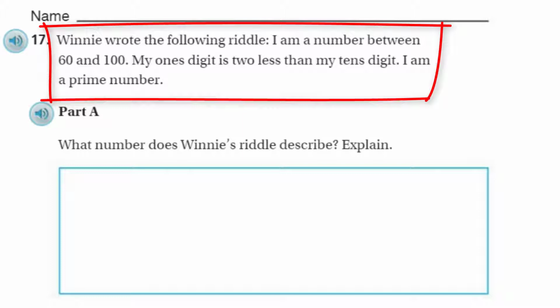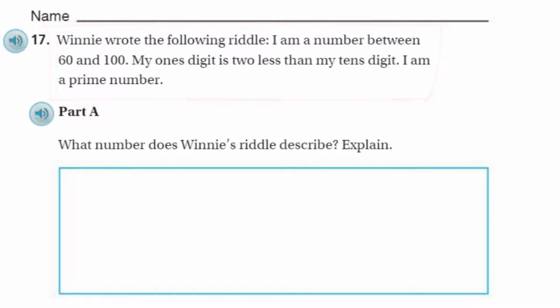I am a number between 60 and 100. My ones digit is 2 less than my tens digit. I am a prime number. Oh, I love it. And what does it say? What number does Winnie's riddle describe? Explain. All right. Well, let's just bring it on back to where we started.